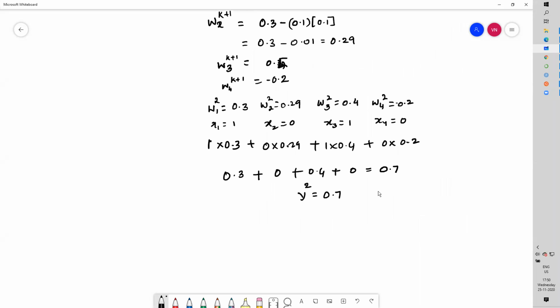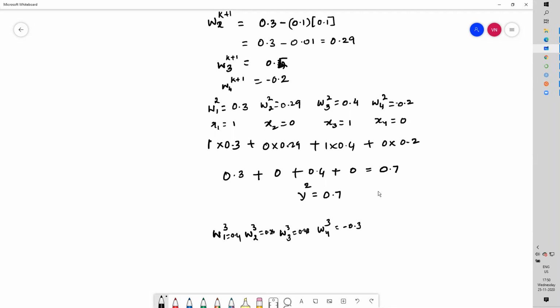Let's say in the next iteration, we will find out W13, W23, W33, and W43. Let's say W13 is increased to 0.4, W23 is decreased to 0.26, W33 is increased to 0.48, and W43 is increased to minus 0.3.